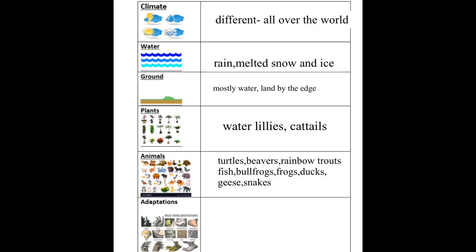Finally, let's talk about some adaptations. Pause and respond. One of the adaptations would be the water lilies having large leaves. They have large leaves so they can float on the water's surface and take in lots of sunlight. Fish have gills for breathing underwater. Dragonflies have long wings for hovering to catch food. Ducks have waterproof feathers and large webbed feet for paddling.